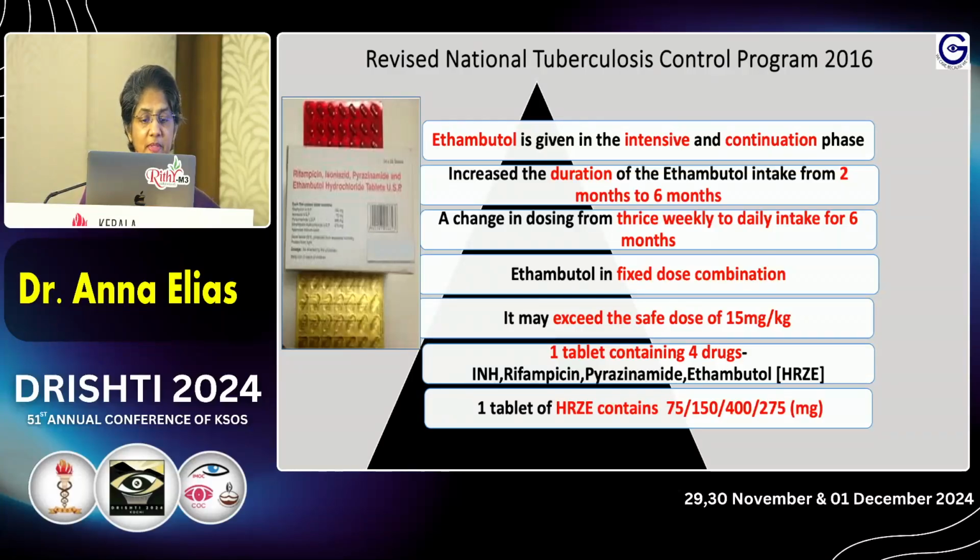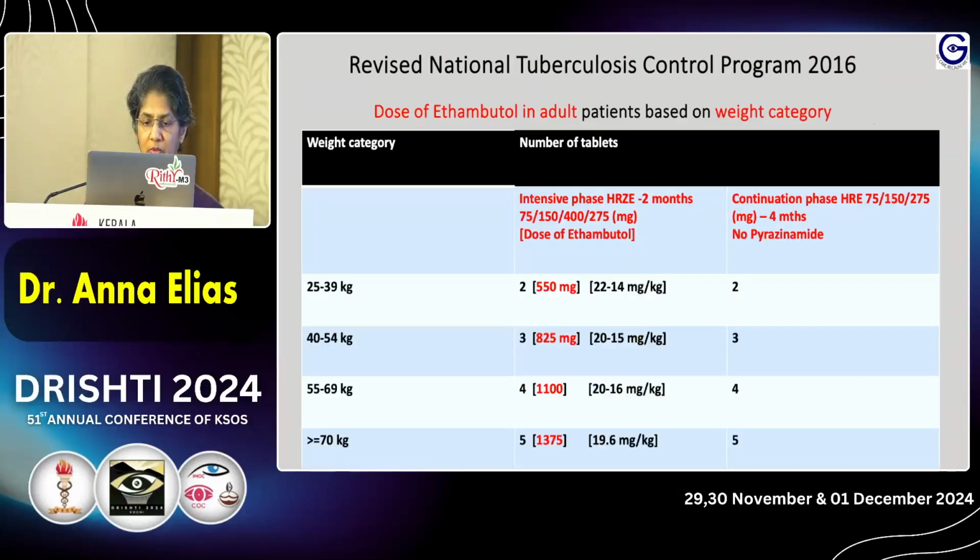Here, one tablet contains all 4 drugs. That is INH, rifampicin, pyrazinamide, and ethambutol. In the following milligrams: 75, 150, 400, and 275. So that means you really cannot separate ethambutol alone. So in this revised program, again, in the intensive phase, all 4 drugs are given. And in the continuation phase, 3 drugs are given, only pyrazinamide is stopped. So you can make out that ethambutol is given in both intensive and continuation phase.